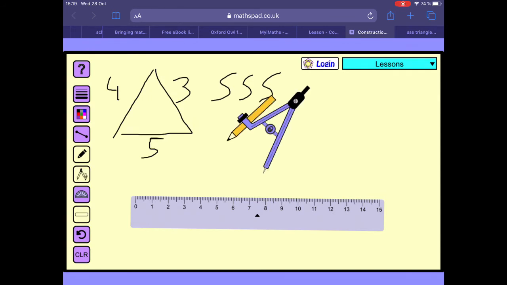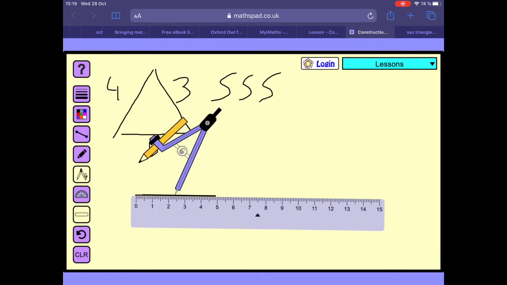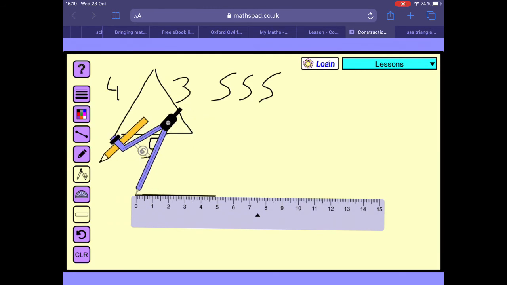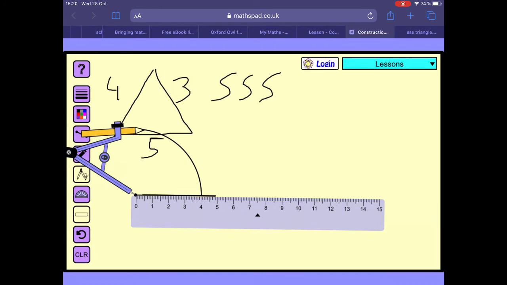Remember, start with the base. The base is 5 centimeters, so a 5 centimeter base. Oops, it needs to be a little bit longer. So there. Right. Anyway, so then the side on the left is 4 centimeters long. So I'm going to take my compass. I'm going to put it on 0, and I'm going to open it 4 centimeters, because the side on the left is 4 centimeters. I open the compass 4 centimeters, and then I'm going to draw an arc like that.